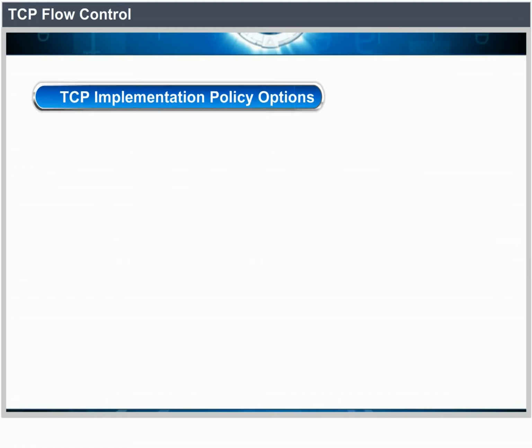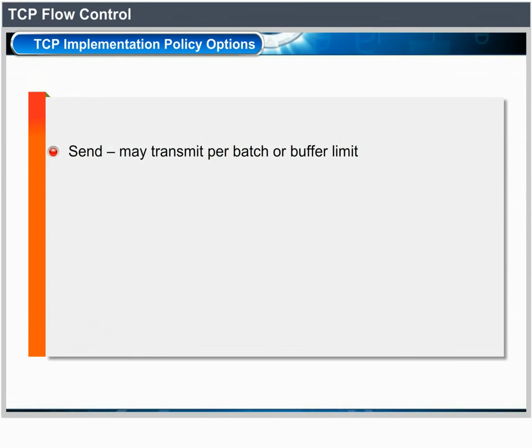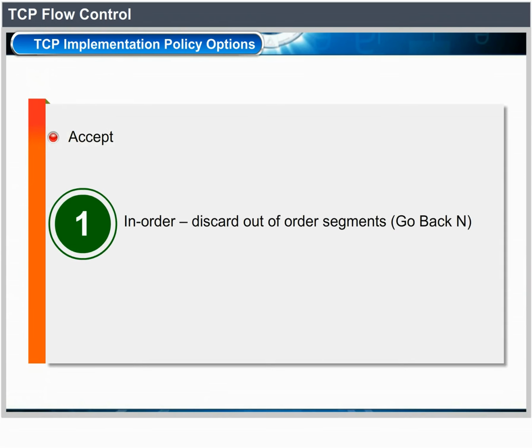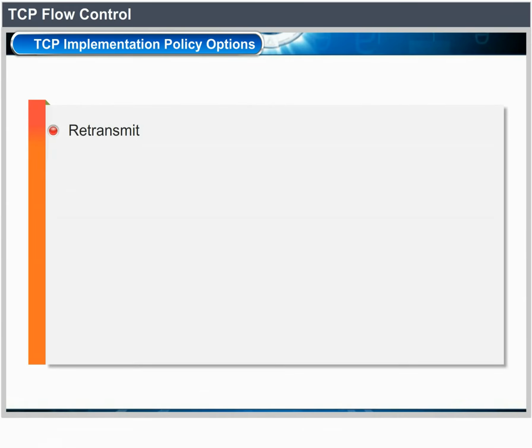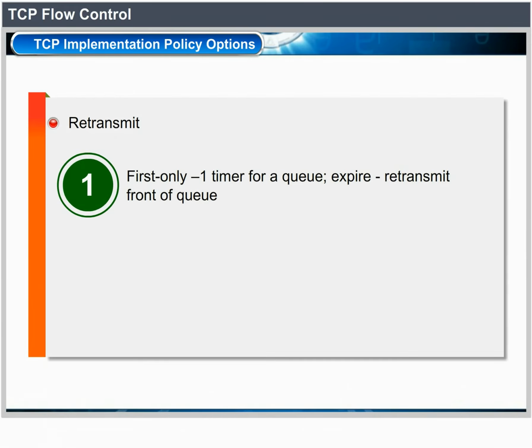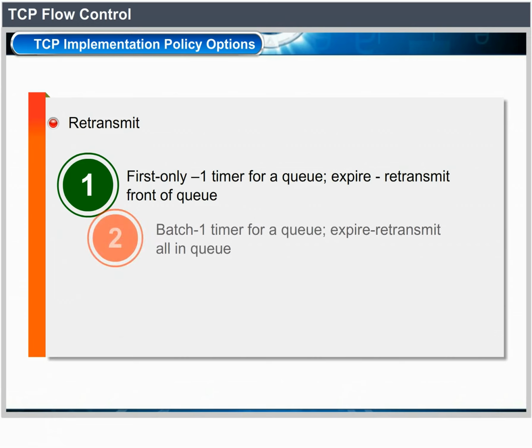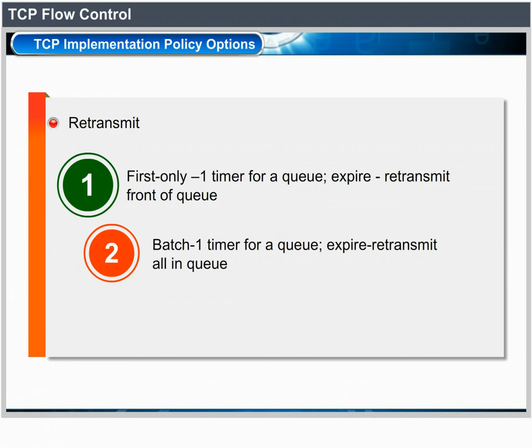Send: may transmit per batch or buffer limit. Deliver: similar to the send primitive. Accept: in order, discard out of order segments, go back N; or in window, accept segments in the receive window, SR. Retransmit: first only, one timer for a queue; on expiry, retransmit the front of the queue. Batch: one timer for a queue; on expiry, retransmit all in the queue. Individual: one timer for each segment. Acknowledge: immediate or cumulative.